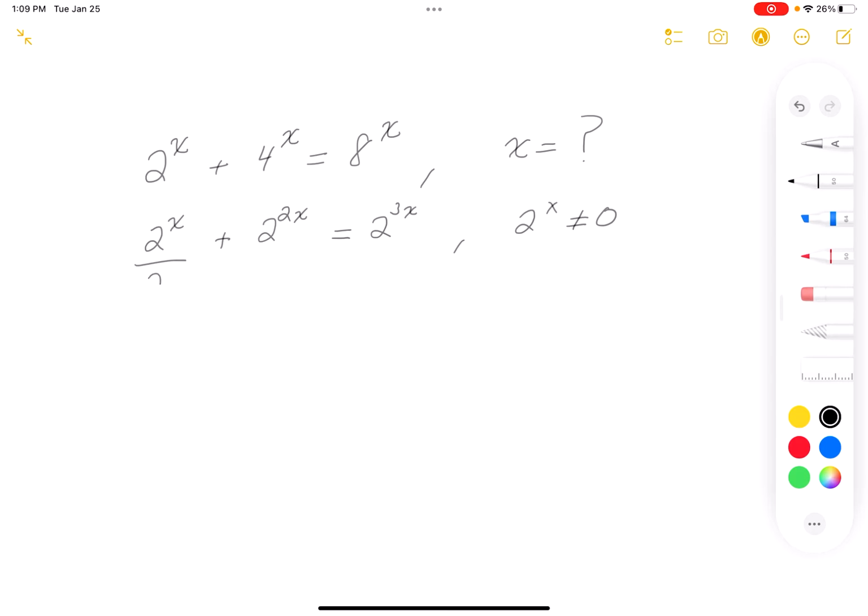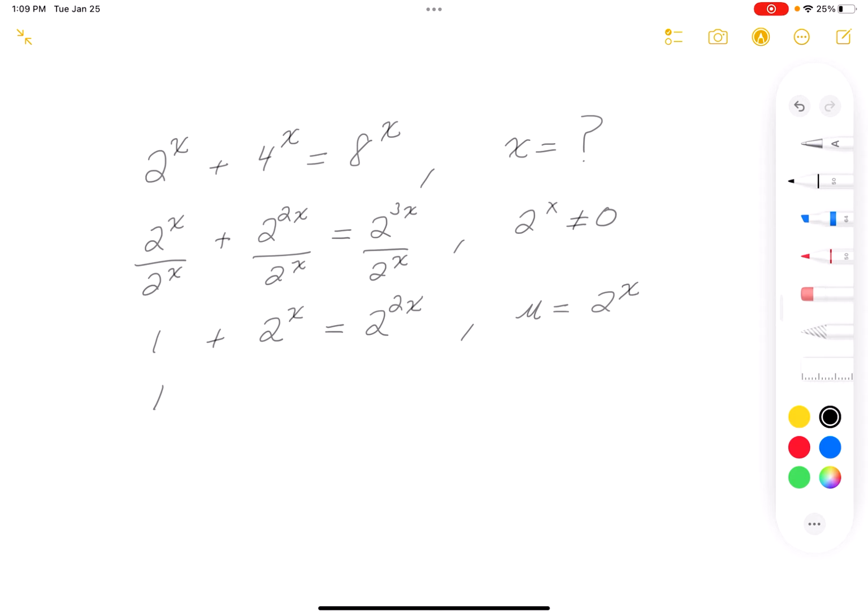I'll put this down for you. And what do you have there? 1 plus 2 to the x. I'm just using simple rules of exponents. And this is going to be 2 to the 2x. Well, this is certainly looking quadratic in form. So I can make a substitution. The substitution is going to be u is equal to 2 to the x.